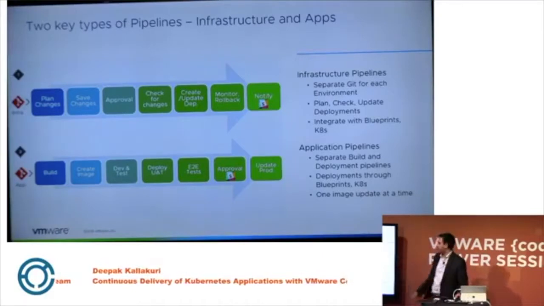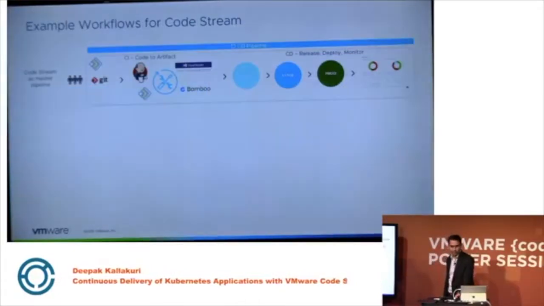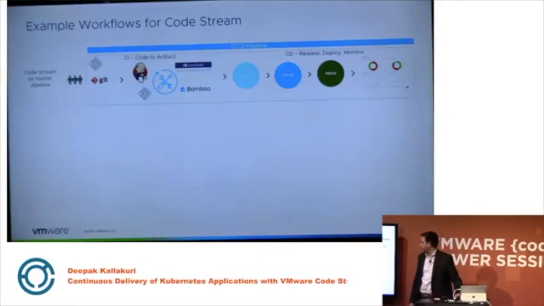Most people just think of the application, but there's also the infrastructure. With infrastructure as code, you would want to save that in Git. That's the key takeaway for this. And CodeStream allows you to do all of that. It can work in a variety of ways. It's very flexible software.